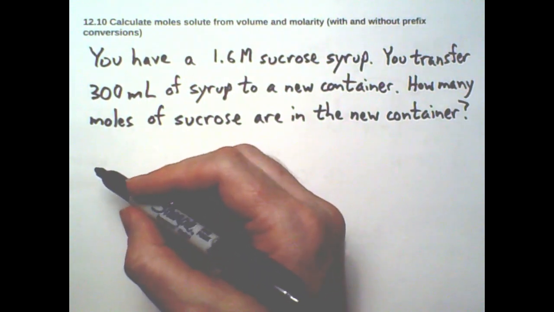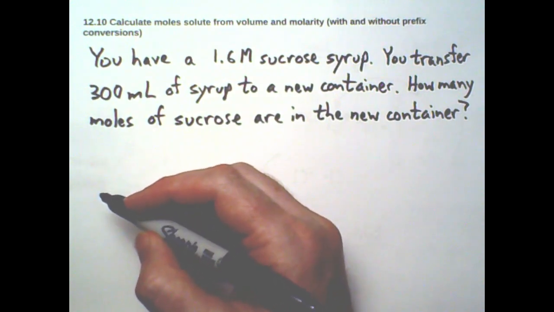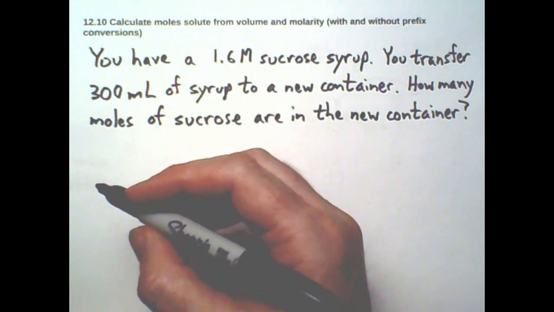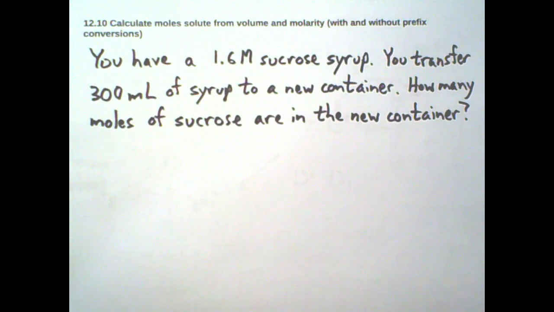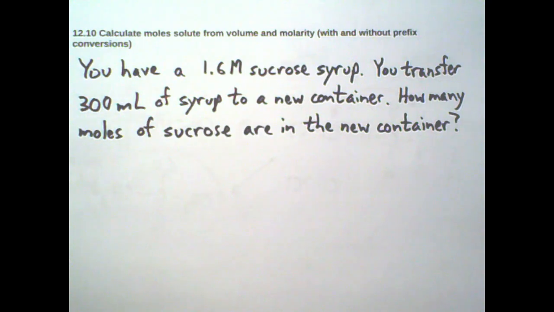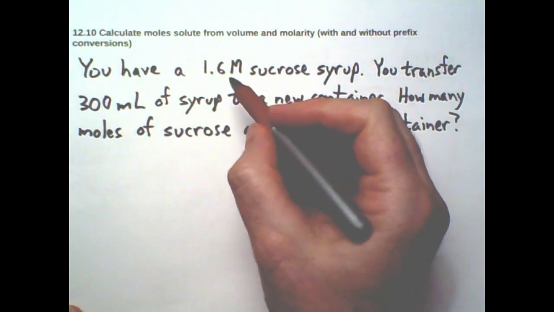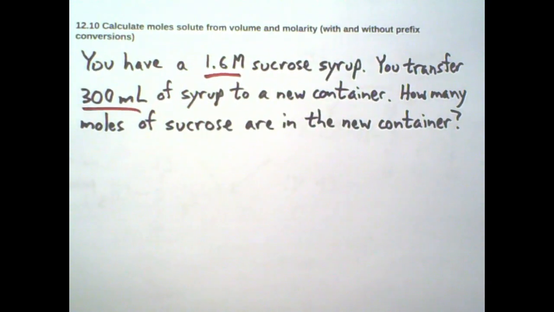But if the numbers make sense, that may be a sign that you've got a good starting place for understanding the scientific topic. So we're going to practice, and we always practice the same way. Numerical problem. What's given? 1.6 molar, 300 milliliters. I can write that down.